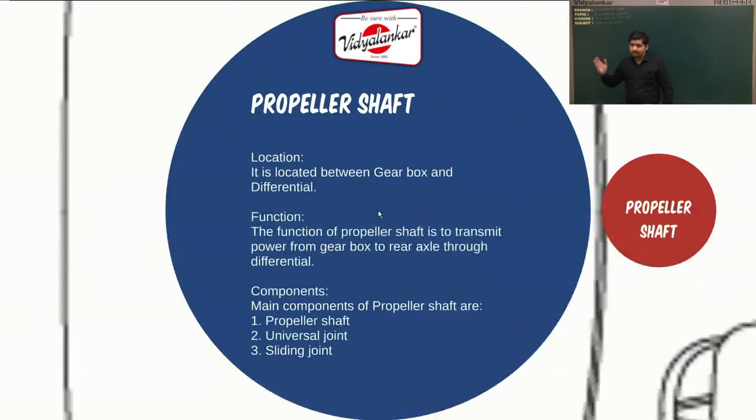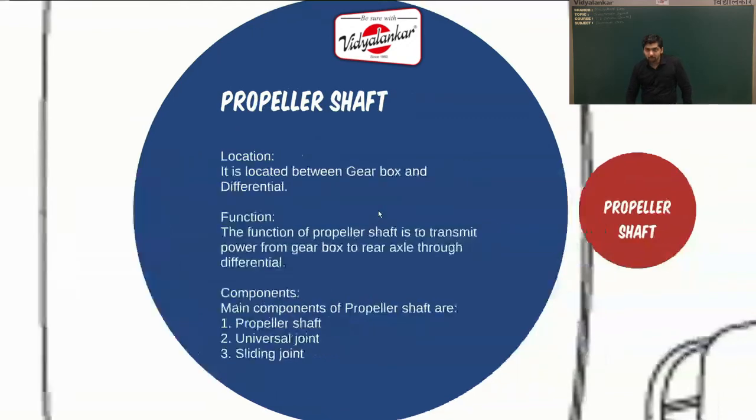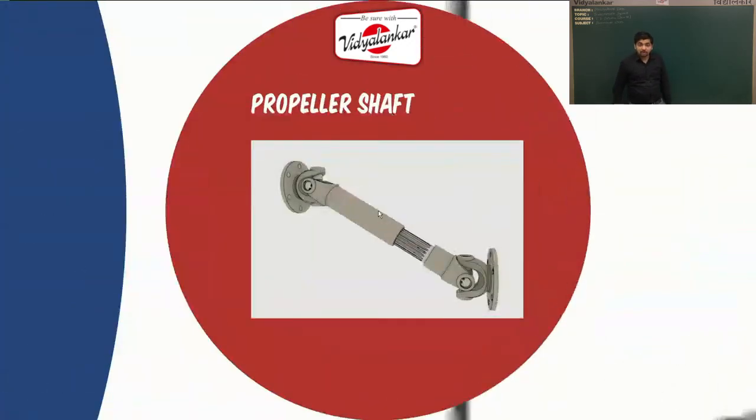The propeller shaft is located between the gearbox and the differential, and the function of a propeller shaft is to transmit the power from the gearbox to the differential. Now the main components of the propeller shaft are the shaft itself, which in general we also call the propeller shaft, the universal joint and a sliding joint. So here you can see the diagram of a propeller shaft. A propeller shaft is an inclined shaft and on both the ends universal joints are provided. One universal joint is used to connect the gearbox to the propeller shaft and another universal joint is used to connect the propeller shaft to the differential.